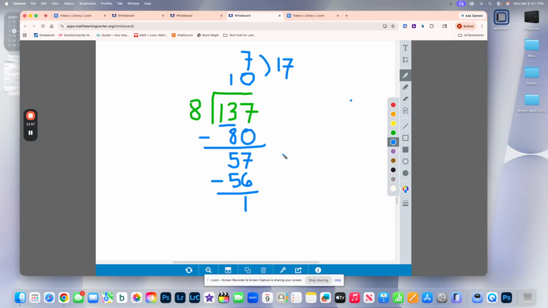But wait, what do we do with the 1? Well, in problems like these, you're not quite ready to divide up numbers and make decimals. What we're going to do is say remainder with the R. R stands for remainder, 1. So the answer is 17 remainder 1. All right, let's try another one.